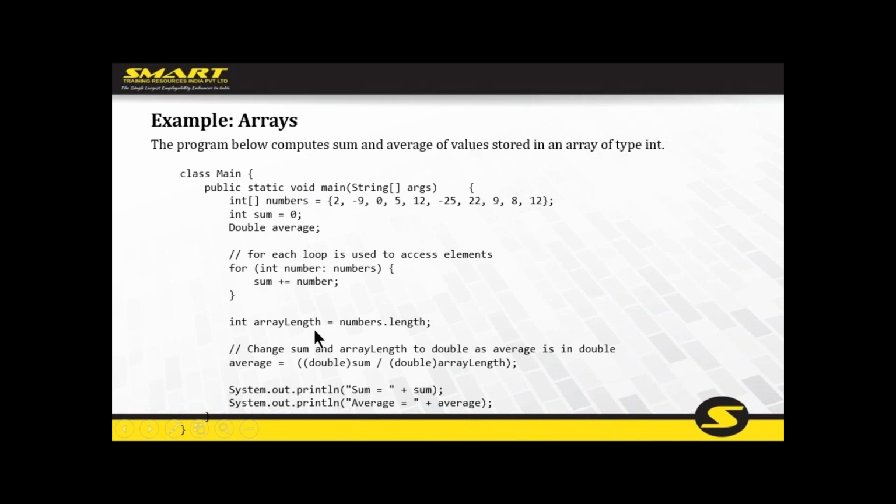Then here we are taking the length. So how to calculate the average? Sum divided by number of elements. So we need to find the number of elements here. So for that we'll be using length. Array name dot length will give the size of the array, right? That size will be stored here. Then double sum divided by number of elements, that length. So it will give this. Here we are converting this to double and doing the division operation. And we are printing sum and average. Any doubts in this?